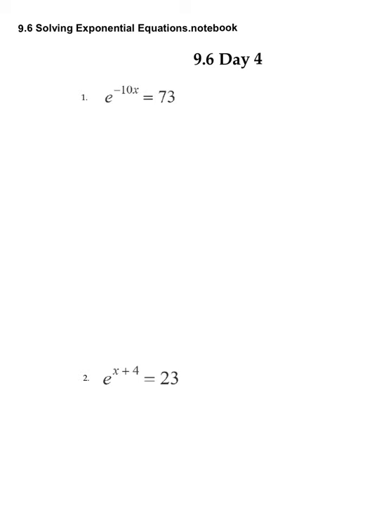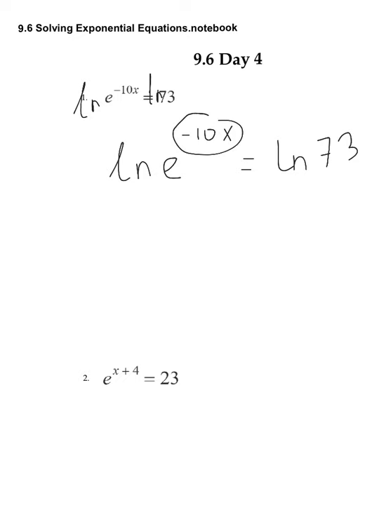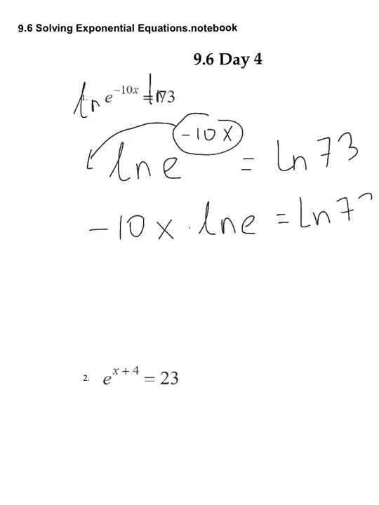Okay, so step 1, think about e, it goes with ln. So take ln of this side and ln of this side. Let me rewrite this: ln e to negative 10x is equal to ln of 73. Again, just like before, the exponent goes in the front. So you get negative 10x times ln e is equal to ln 73.